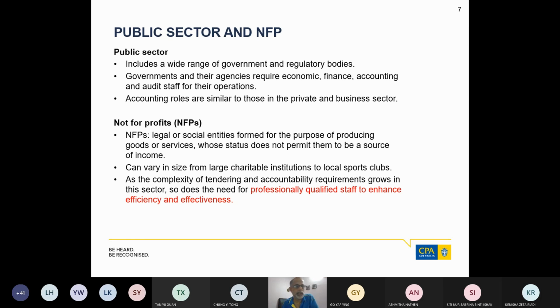There are many NGOs in Malaysia now. They are involved in activities not just within Malaysia but overseas. In order to carry out the activities, sometimes they get a grant from the government to start up, and then to sustain themselves and carry out their work, they need to collect funds from the public. When you collect money from the public, you have to be accountable to them. They want to know what you did with their money, how you spent the money. So for that reason, they also need to employ professionally qualified staff in order to improve their efficiency and effectiveness.